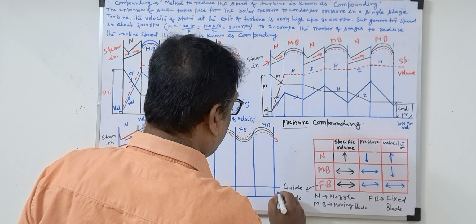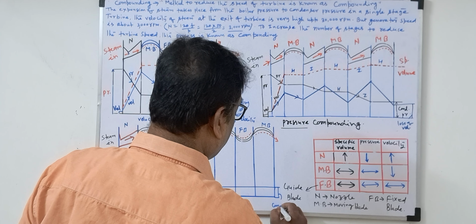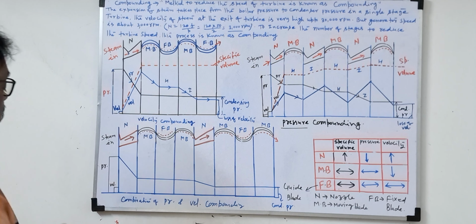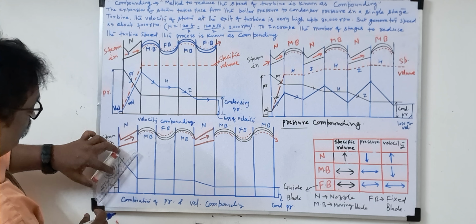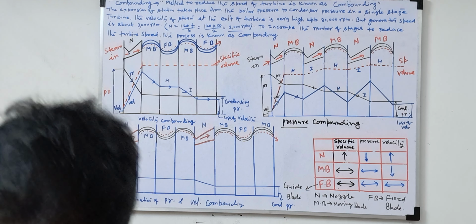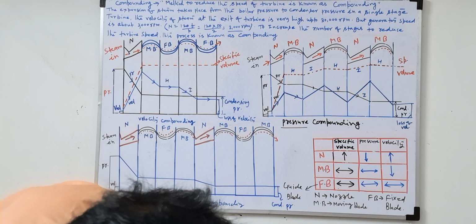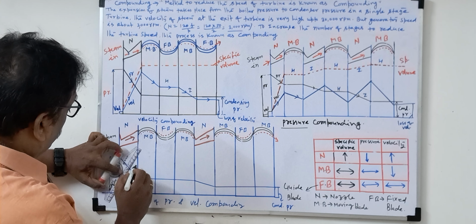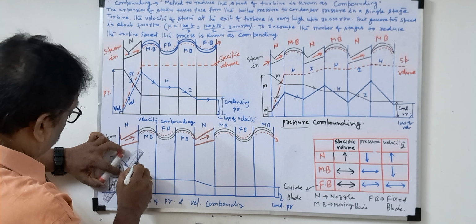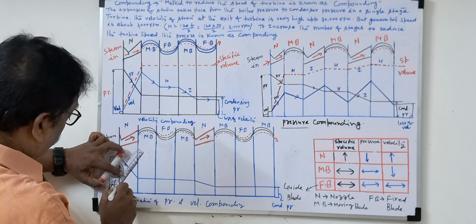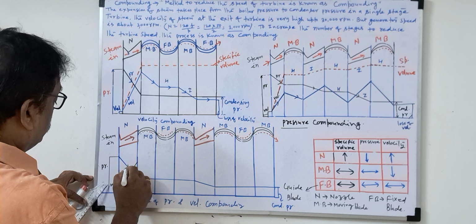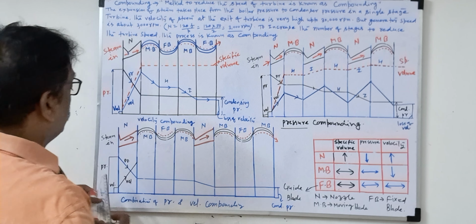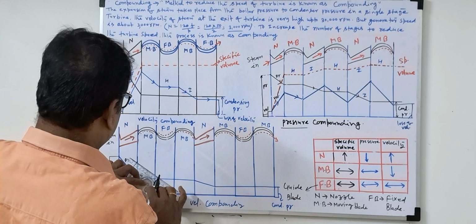Again, this we know as the condensing pressure. Now, what is the velocity here? In the nozzle, what will happen? Velocity will increase. You change the color at the beginning itself. So velocity will increase when it passes through the nozzle. This is the velocity, this is the pressure. Now in the moving blade, velocity decreases.